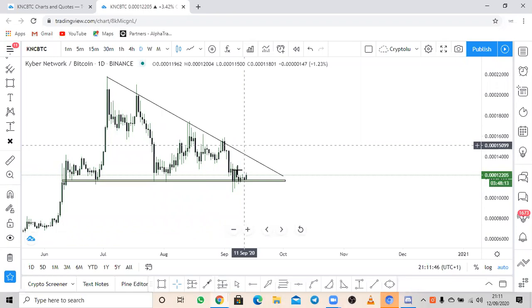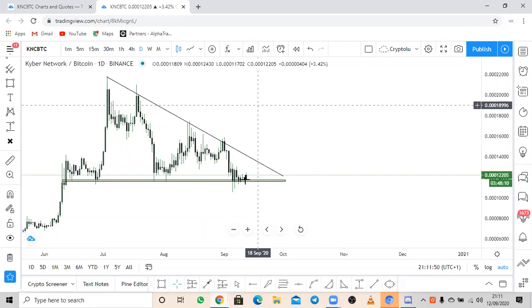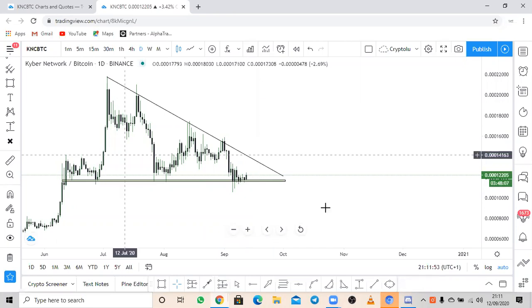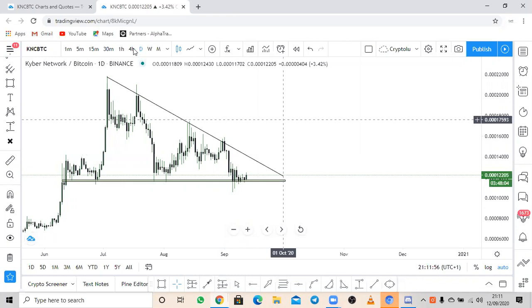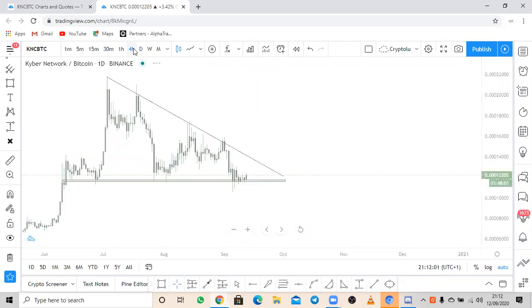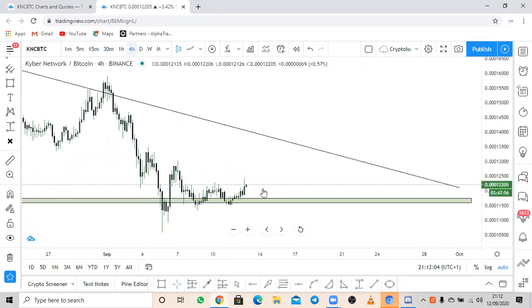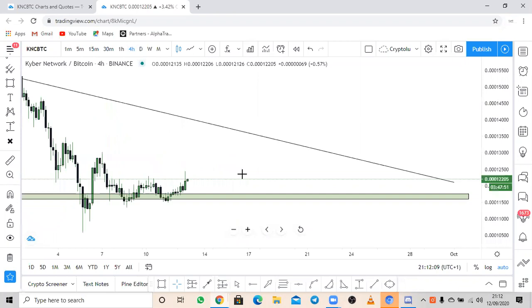So now what we're looking for is a confidence reason to know where it should break out, whether it is to the upside or to the downside. Okay, so now to the 4 hour time frame. Okay, so now on the 4 hour time frame, we have, let me talk about this.